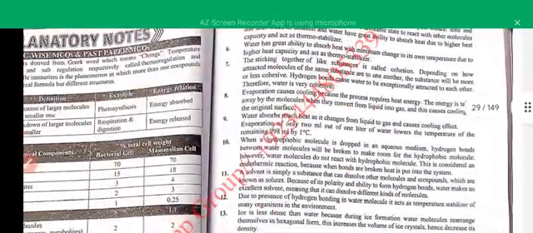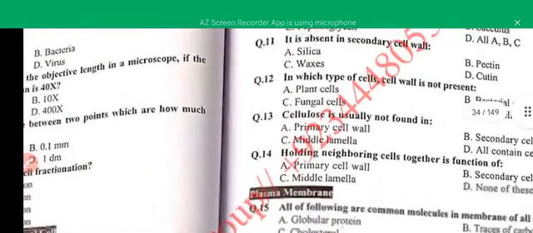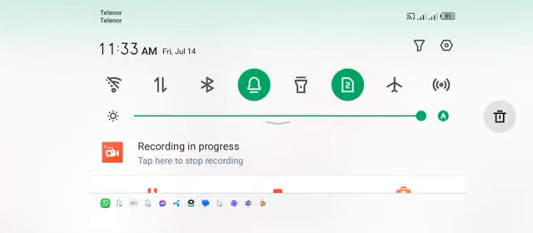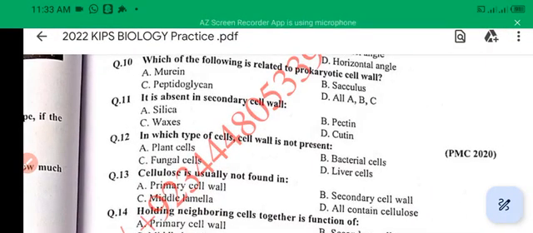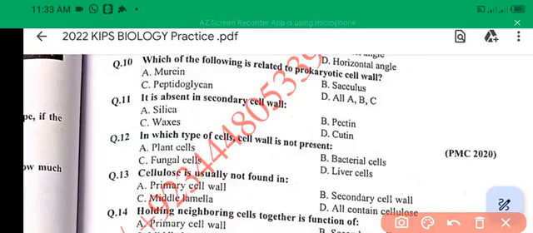Then we go to the next question: what is absent in the secondary cell wall? We have studied the composition of primary and secondary walls. The primary wall consists of cellulose and hemicellulose, and the secondary cell wall consists of silica, waxes, cutin, and lignin, but not pectin. So pectin is absent in the secondary cell wall. The correct option must be B.